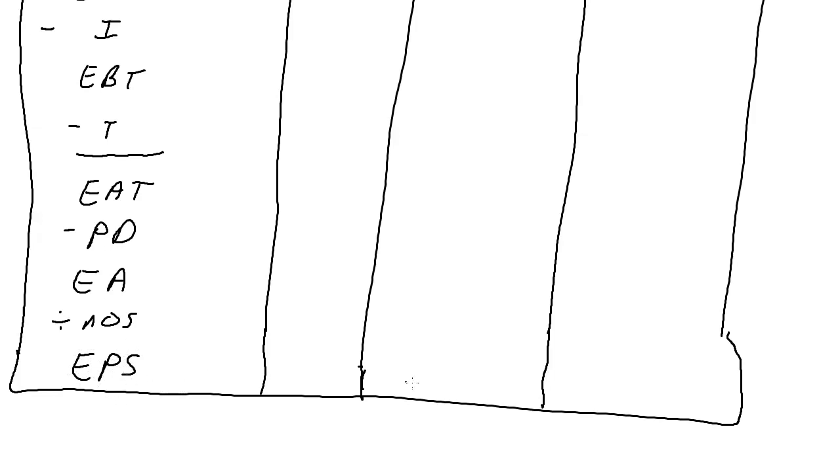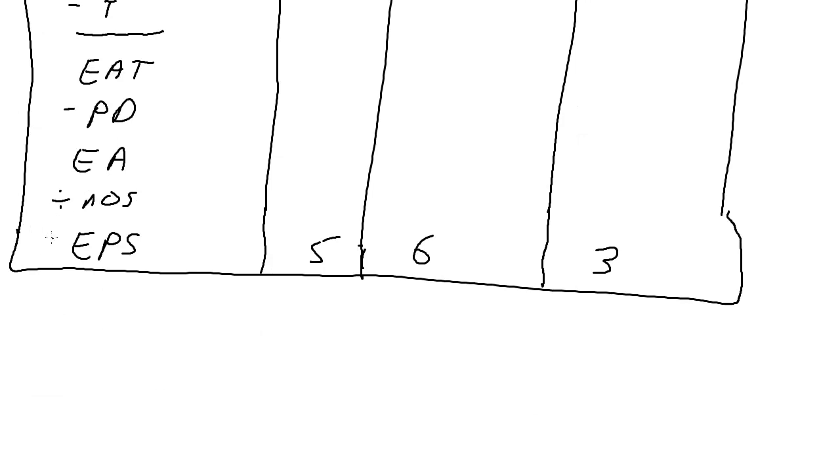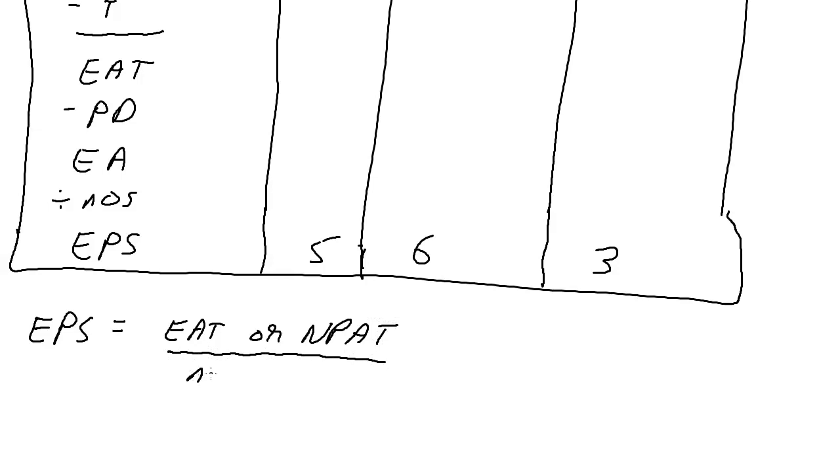So the rule is, let's say you have earnings per share 5, 6, 3. So 6 is the highest, you'll take the highest. Now, in order to get earnings per share, it's part of your ratio analysis chapter. Earnings per share is earnings after tax, or net profit after tax, divided by number of shares, or what we call NOS.